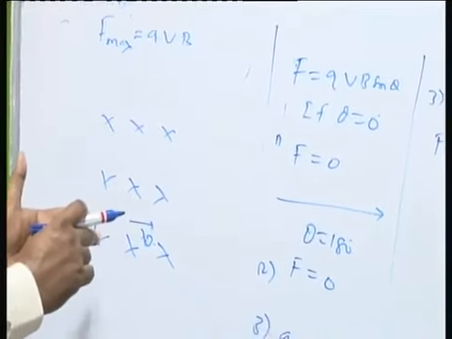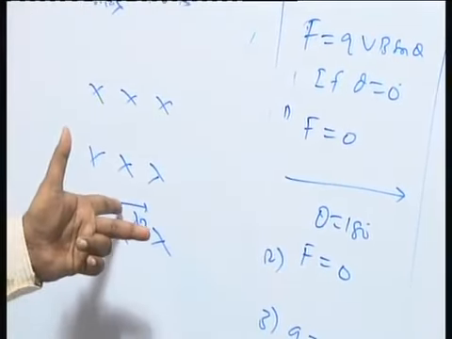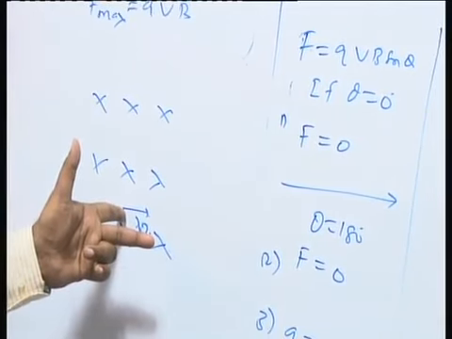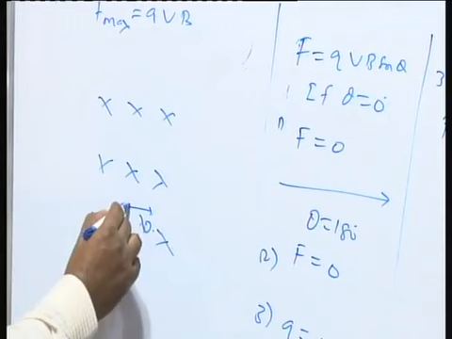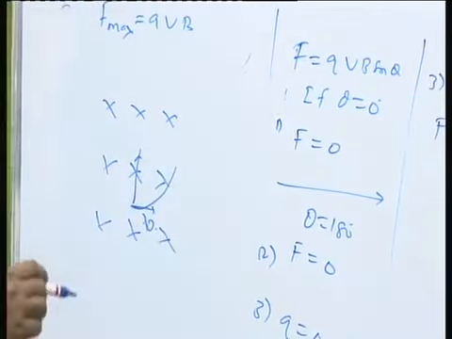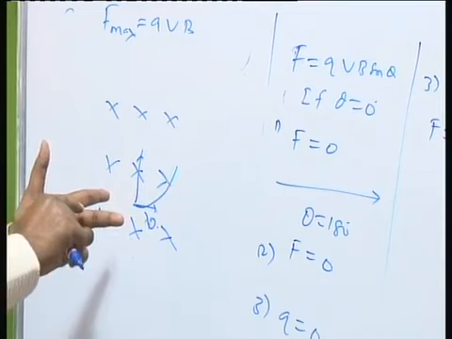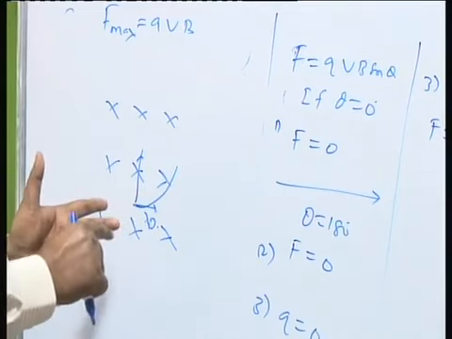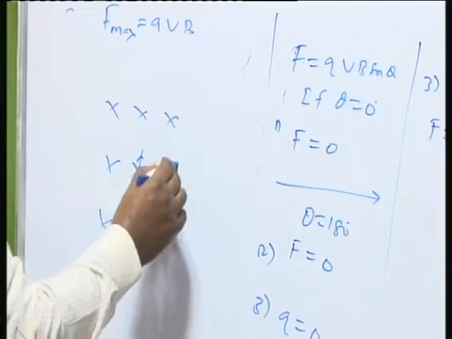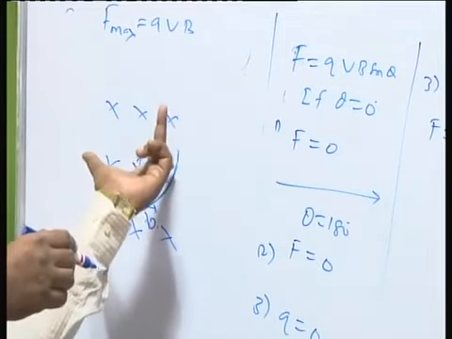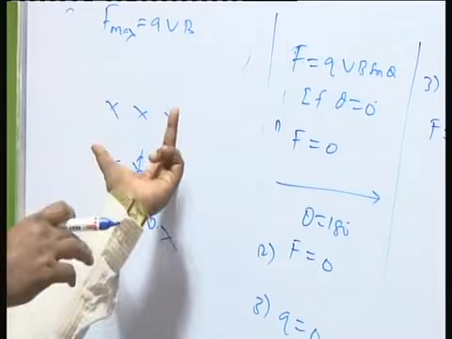In this case, if this is the direction of velocity of the charged particle, and the magnetic field is into the plane of the board, the force is acting in the upward direction. Because of this force, instead of moving along a straight line path, the particle starts moving along this path. Initially it has velocity in this direction, but this force does not allow the particle to move along this direction. Because of this force, the particle deviates from this position. When it comes here, again you can see this is the direction of magnetic field, this is the direction of velocity of the charged particle. Again the force is directed towards this point. Because of this force, again the particle deviates like this.